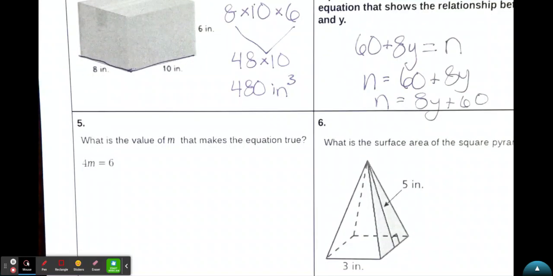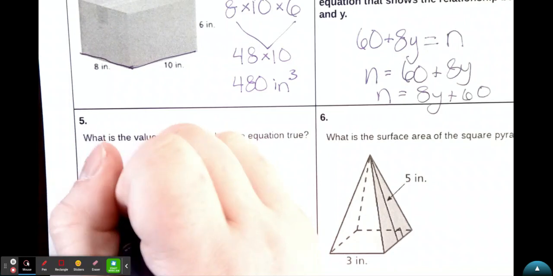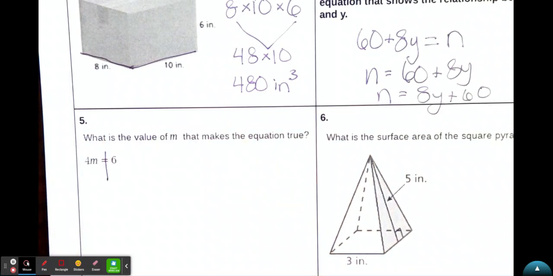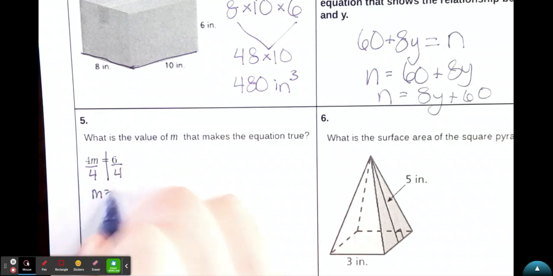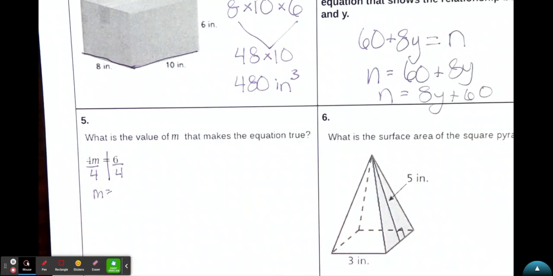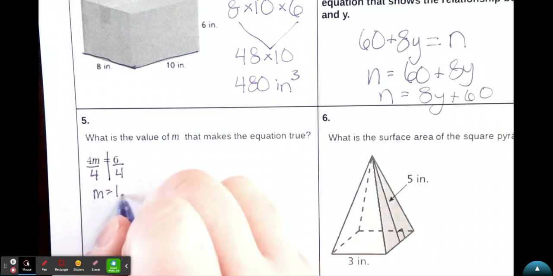All right, number 5. What is the value of m that makes this equation true? So how am I going to solve this? Bella? You put a line in the middle. Okay. And how do I get m by itself? By dividing both sides by 4. And we're left with m equals 6 divided by 4, which you do have a calculator. What is it? 1.5.